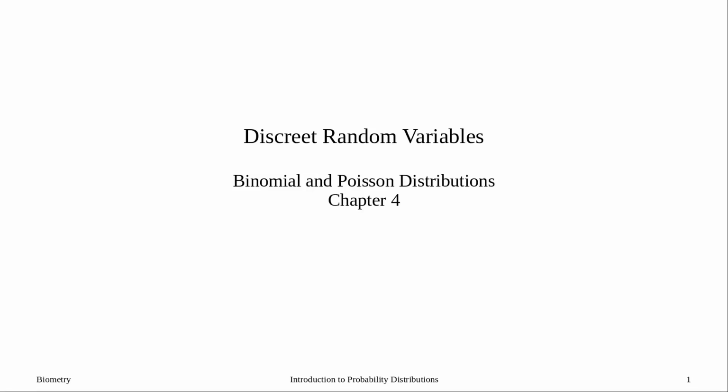We just learned how to work with probabilities, and now we'll talk about probability distributions. We're going to start with the discrete random variables. So these are the distributions where the outcomes are whole numbers. Specifically, we'll learn how to work with the binomial and the Poisson distributions.